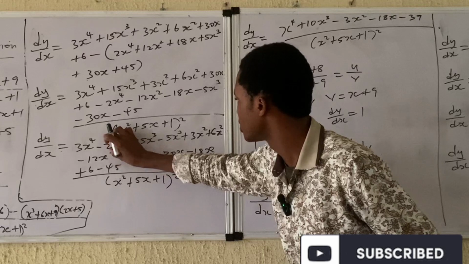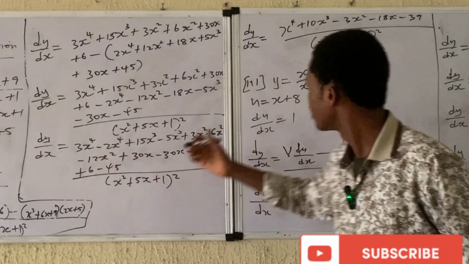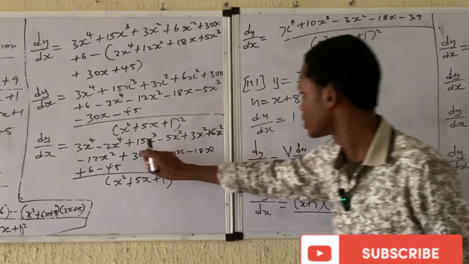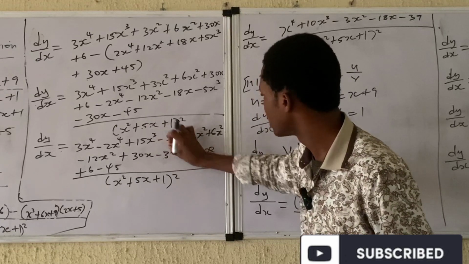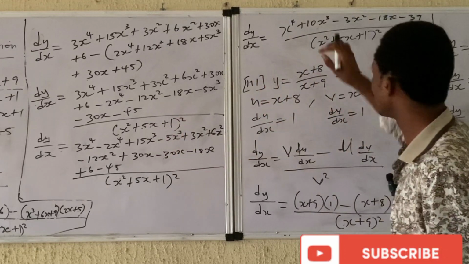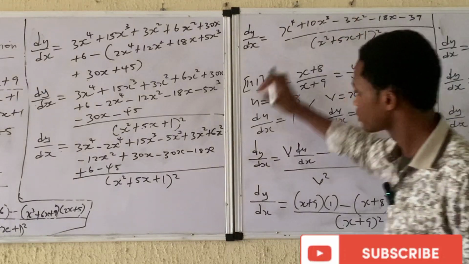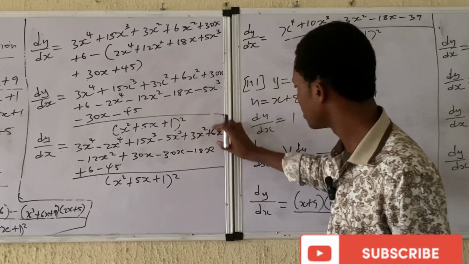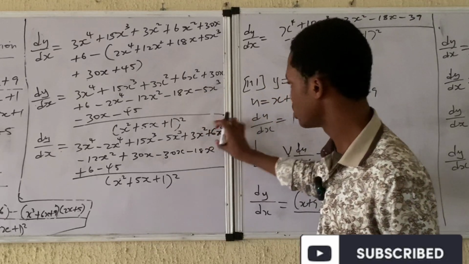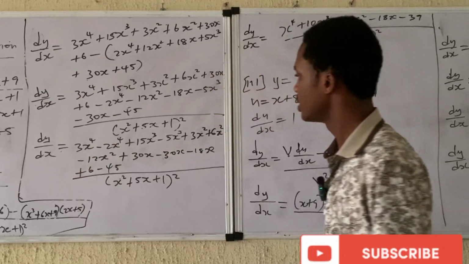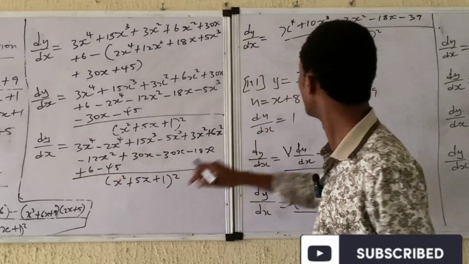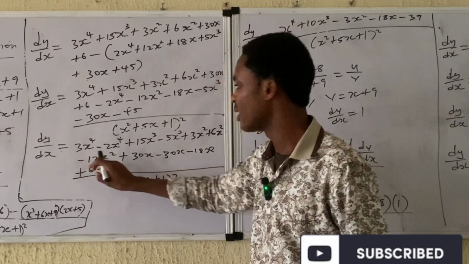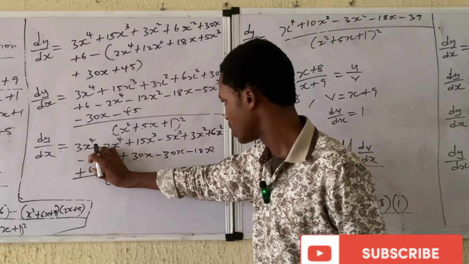3x raised to the power 4 minus 2x raised to the power 4. 3 minus 2 gives 1, which leads us to this one, x raised to the power 4, right? Plus 15x raised to the power 3 minus 5x raised to the power 3 gives us 10x raised to the power 3, right? Now 3x raised to the power 2 plus 6x raised to the power 2 minus 12x raised to the power 2 will give us minus 3x raised to the power 2, because the negative sign goes alongside the 12. Do you understand? So that is it.